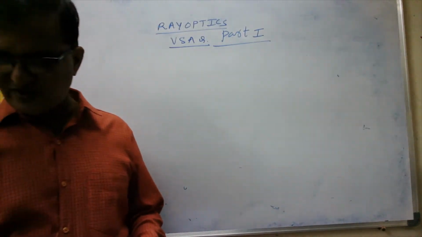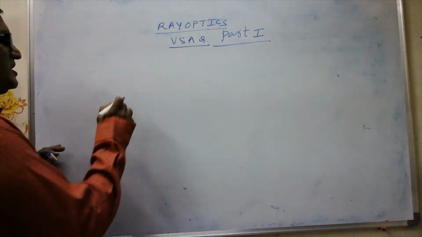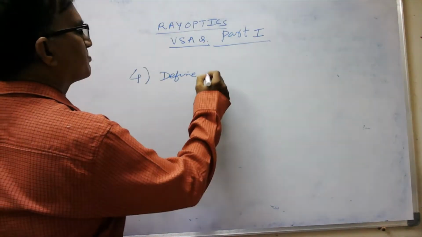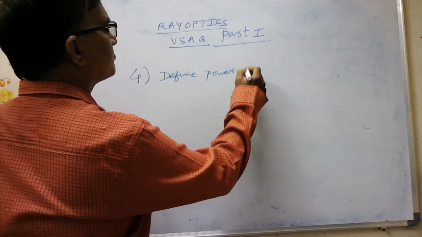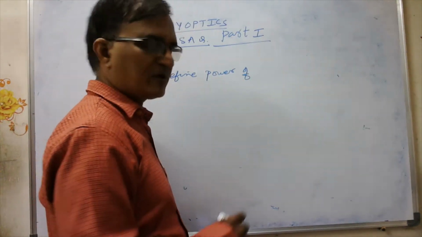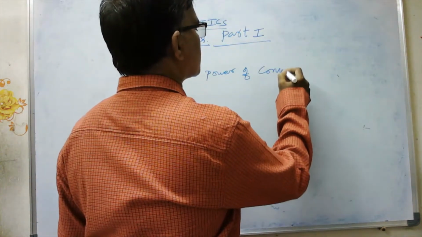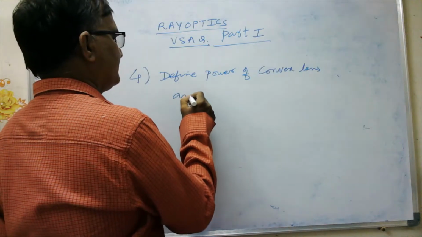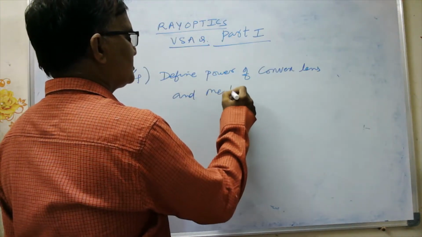Define power of a convex lens and mention its unit.